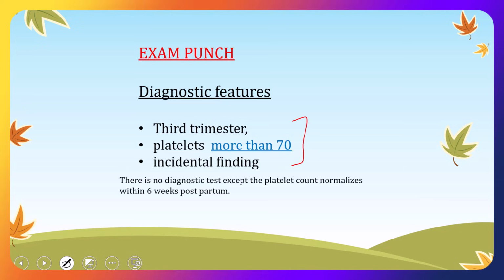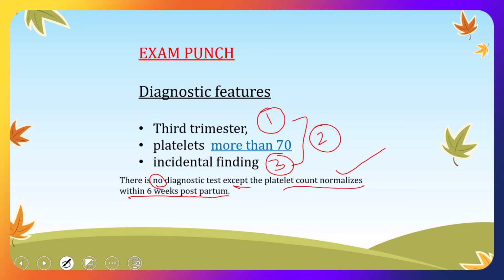Note, it occurs in the third trimester. Platelets are usually more than 70 and this is just an incidental finding. The patient is not complaining of any sort of bleeding or any complaint, purpura, easy bruising, nothing. So there is no diagnostic test except that the platelet count normalizes within 6 weeks postpartum.